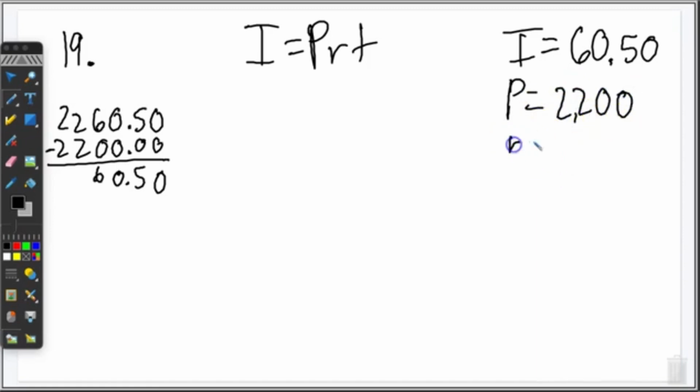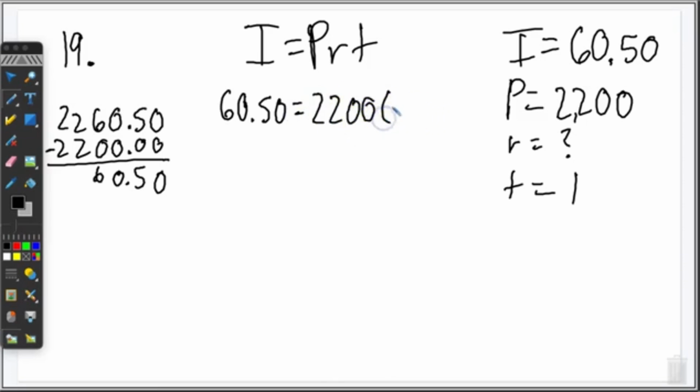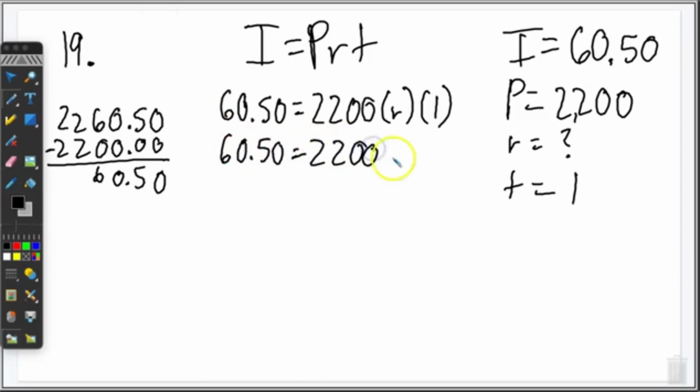We do not know the rate, but we do know the time is 1 year. All right, so let's plug these in. 60.50 equals, the principal is 2,200 times R times 1. 2,200 times 1 is just 2,200. So let's just rewrite it: 2,200 times R, or just R.